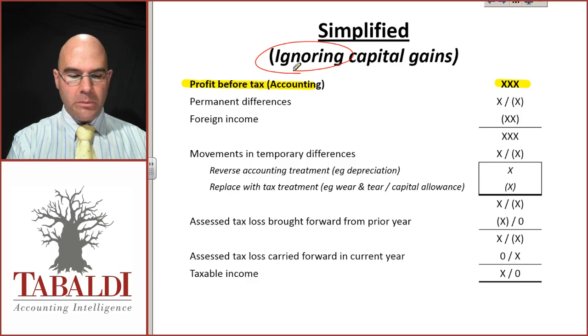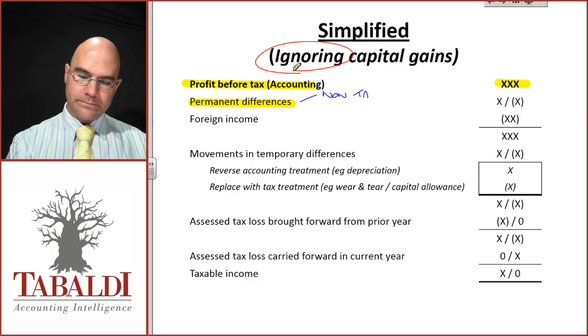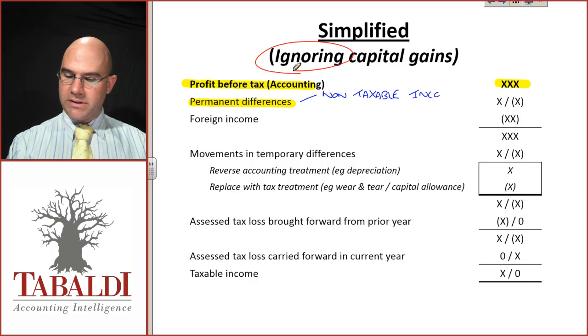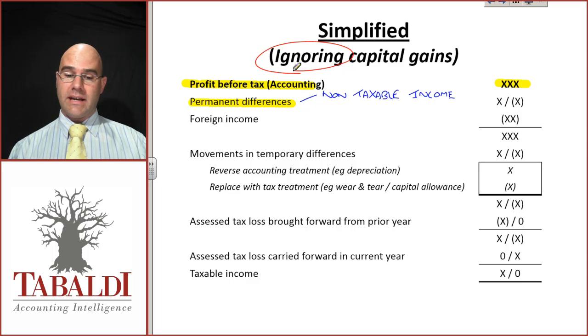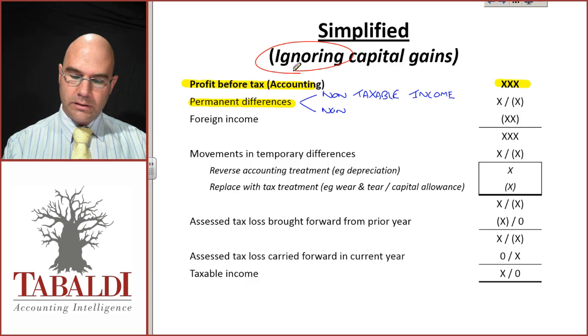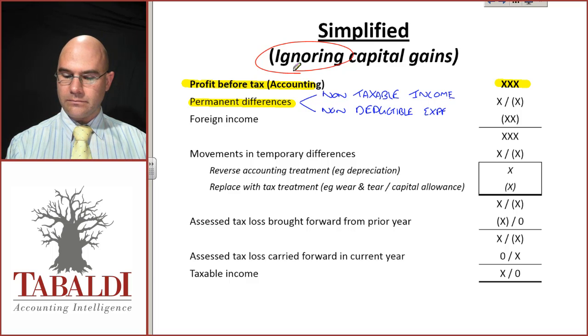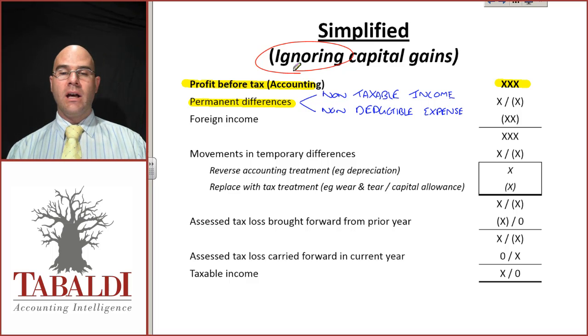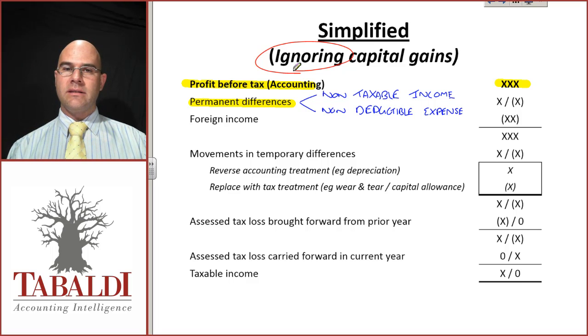Then I need you to reverse out first what we call the permanent differences. You will have non-taxable incomes, items such as dividends received, which are not taxed as normal current tax, and fines, etc., will be non-deductible expenses. Okay, so those are what we call permanent or exempt differences, items which are in accounting income or expenses that will never qualify to be a deduction for tax purposes or be included in taxable income for tax purposes.